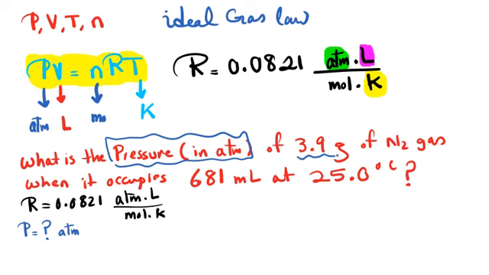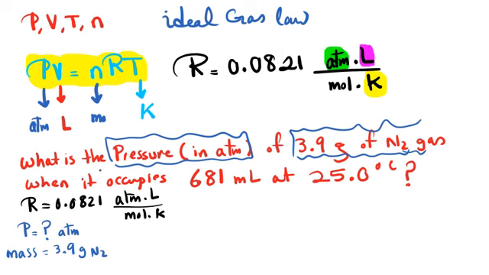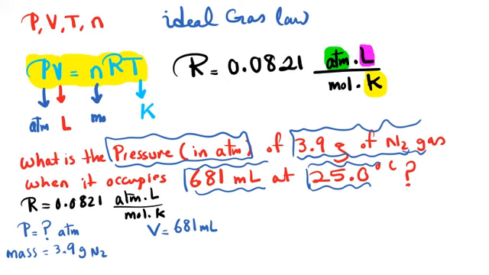If we have 3.9 grams of nitrogen gas, this is the mass, not moles. So let me write that one. Mass is 3.9 grams nitrogen when it occupies 681 ml, so we are talking about volume. I'm going to write volume 681 ml and the temperature, 25 degrees Celsius.